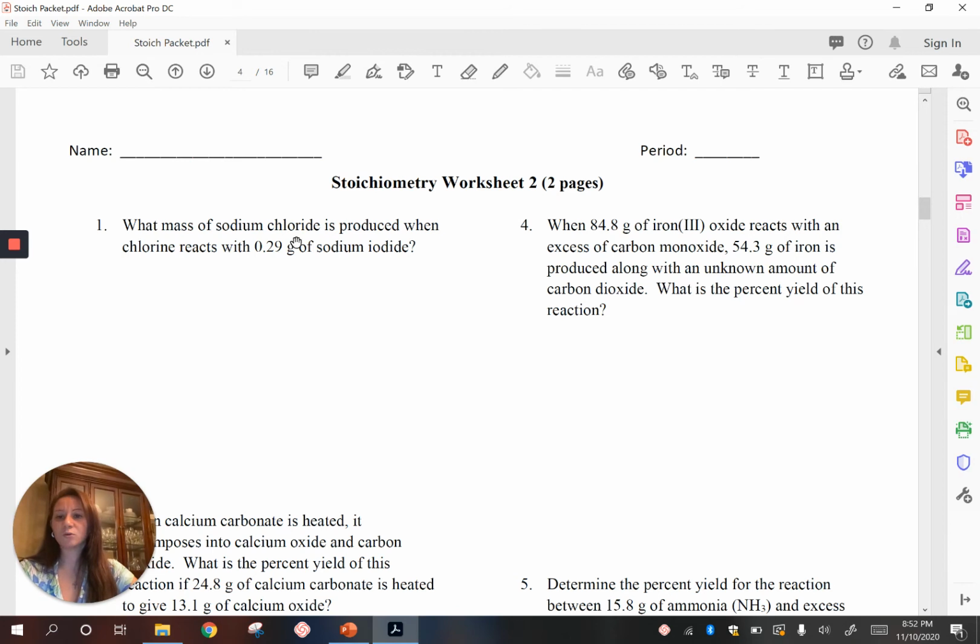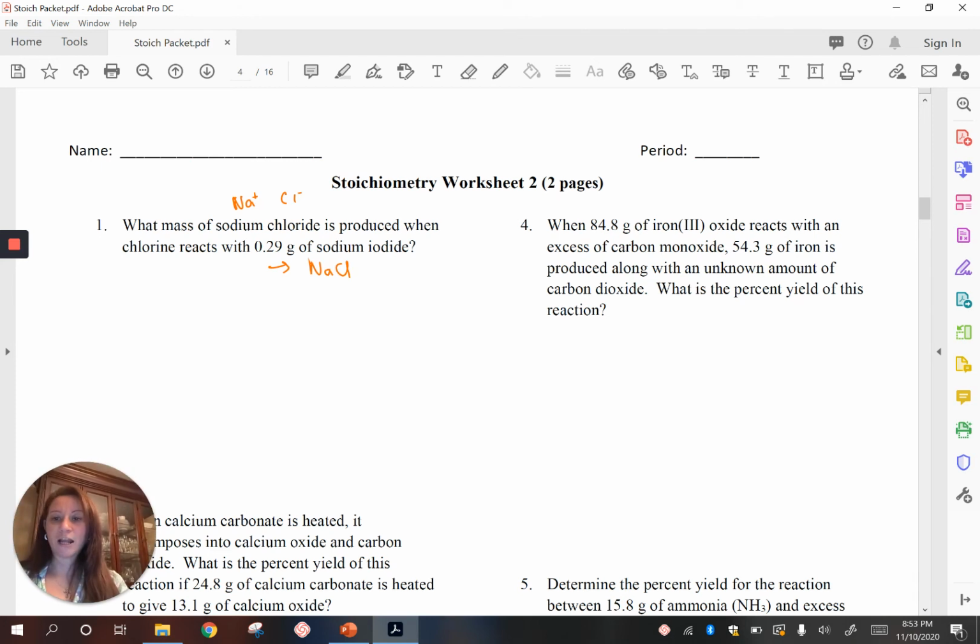It says, what mass of sodium chloride is produced when chlorine reacts with 0.29 grams of sodium iodide? Since it's talking about a chemical reaction, we probably want to write the chemical equation for what's happening. So what mass of sodium chloride? I know sodium chloride is ionic. Sodium is Na+, chloride is Cl-, and so it's NaCl. And it says it's produced, so it comes after the arrow.